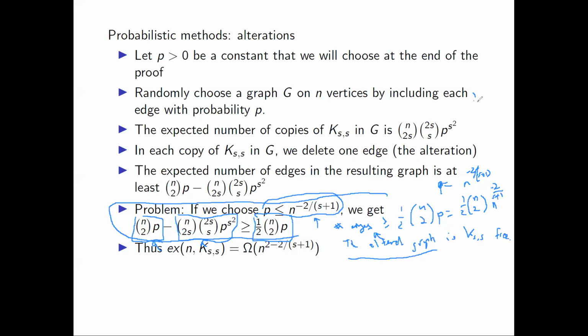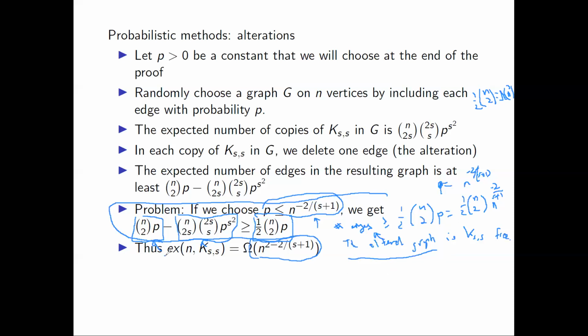And the 1/2 n choose 2 is clearly big omega of n squared. And we're multiplying that by n to the minus 2 over s plus 1. So we're getting big omega of n squared times n to the minus 2 over s plus 1. So we're getting big omega of n to the 2 minus 2 over s plus 1.